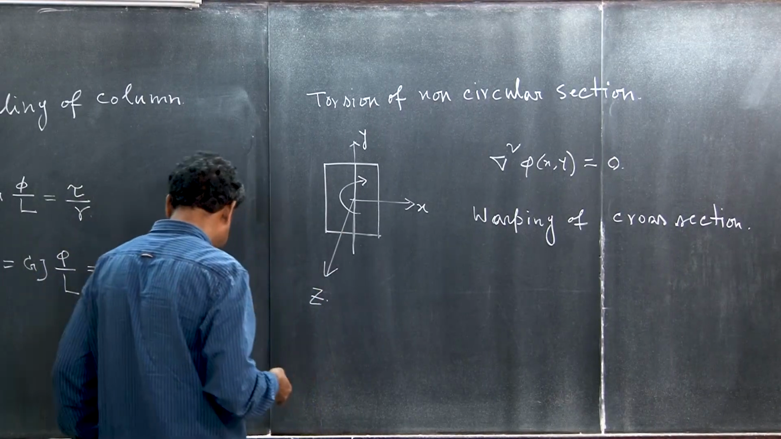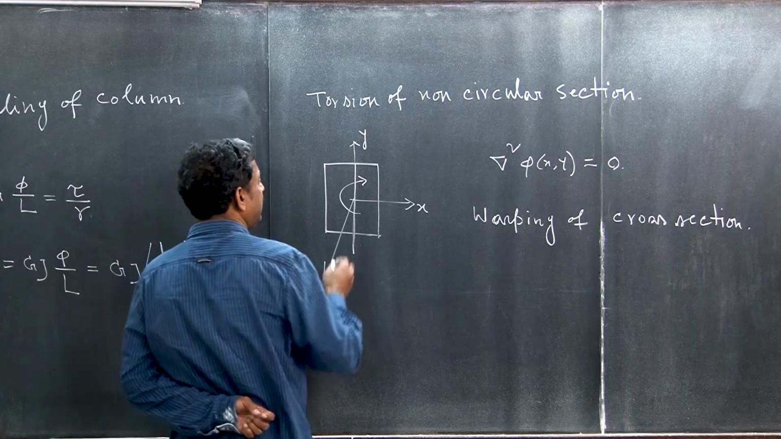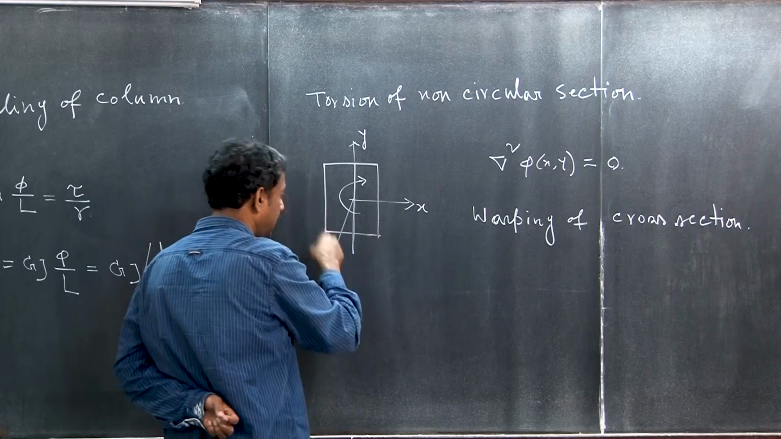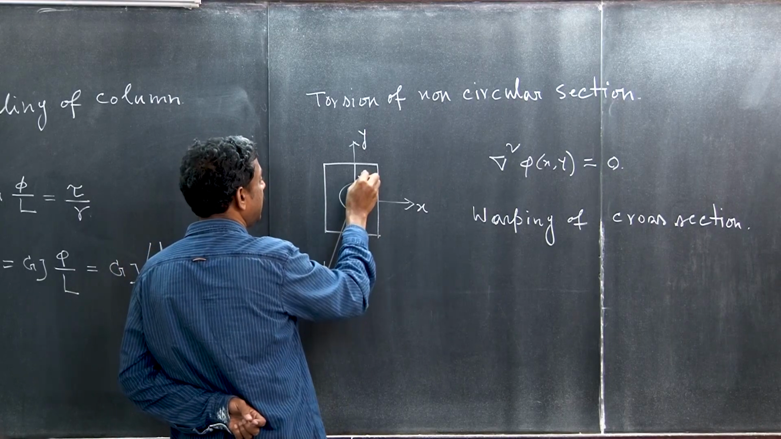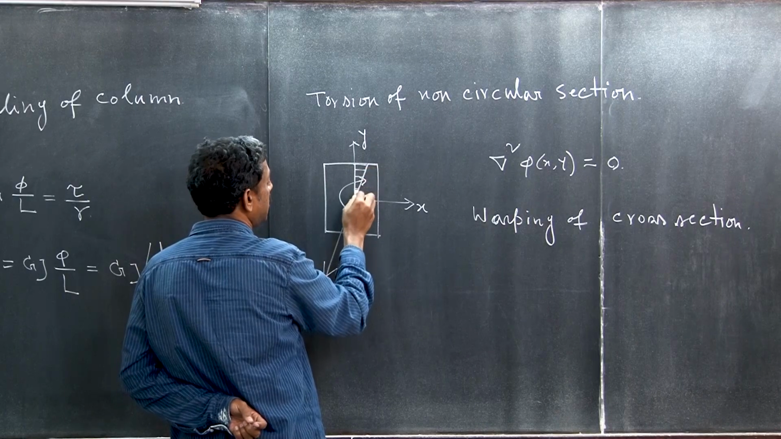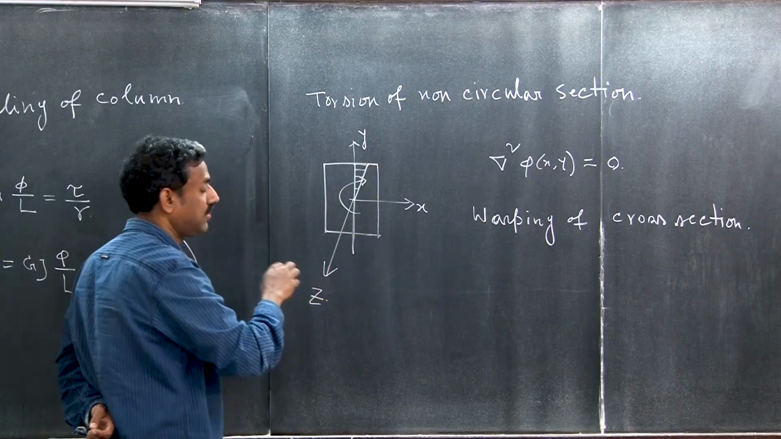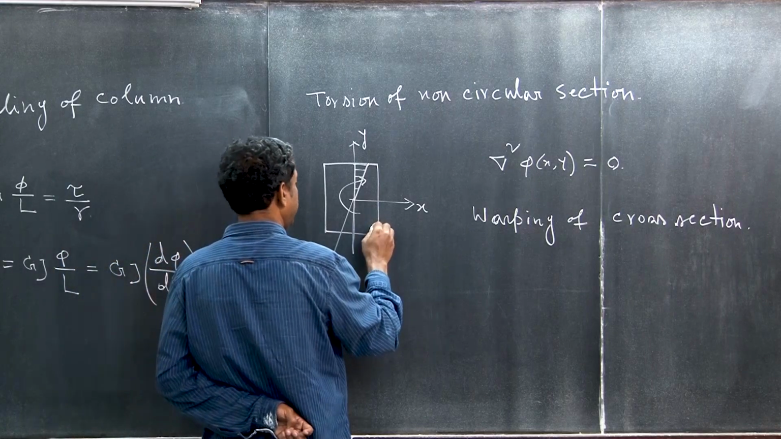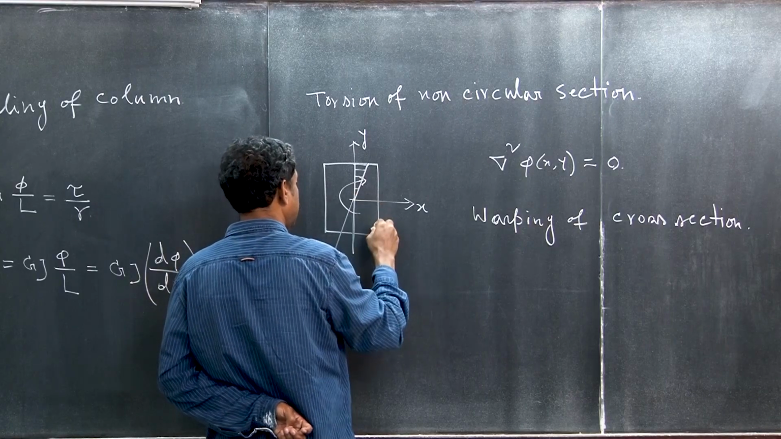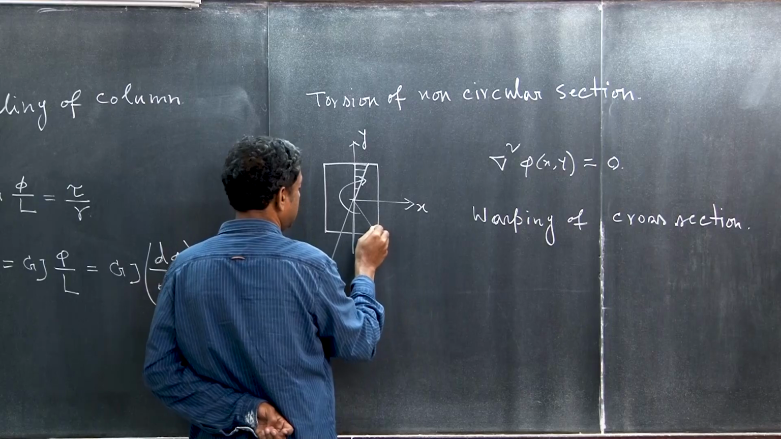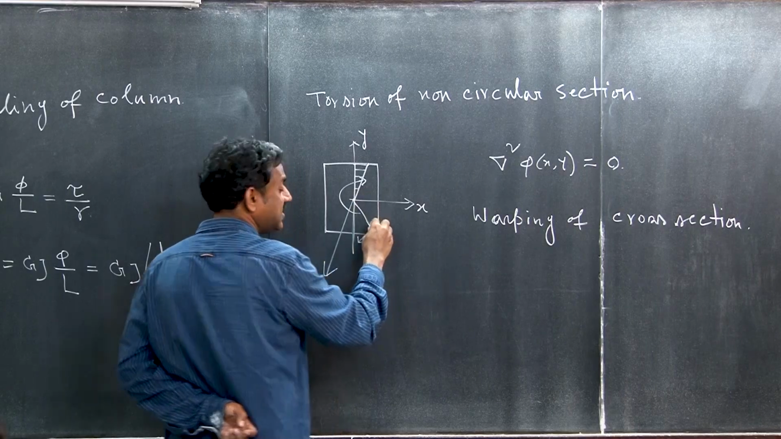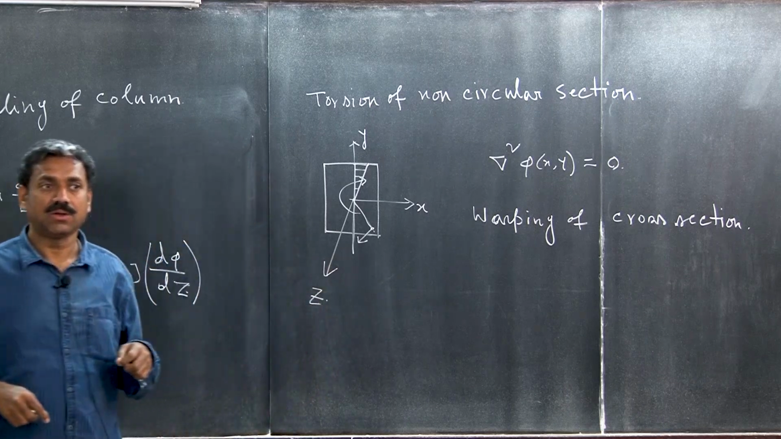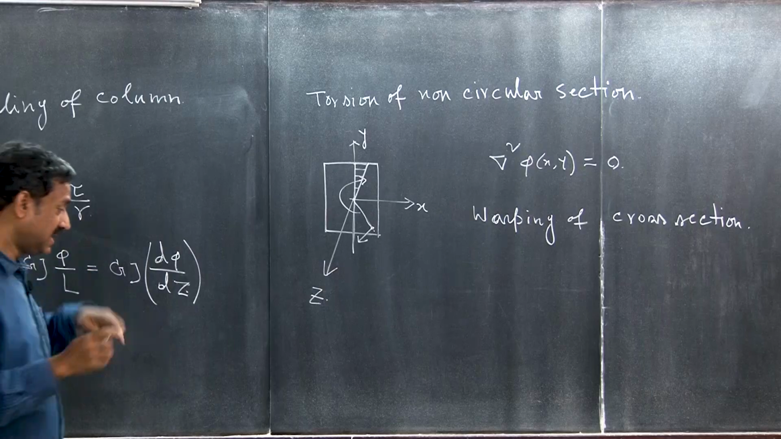But one thing is still valid, I think: the shear stress varies along a radial line. If you draw a radial line at any point, it increases linearly, and the shear stress there is proportional to this distance. So warping is the thing unlike the circular case; for a non-circular cross section, warping is extremely important.